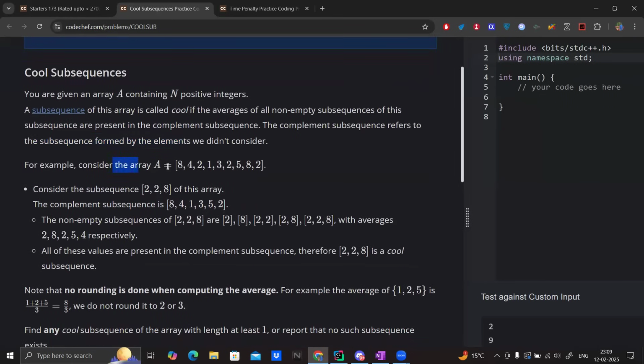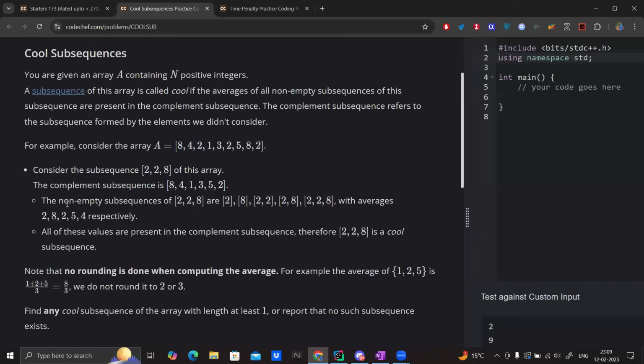For example, consider the array A. Consider subsequence 2, 2, 8 of this array. The complement subsequence is 8, 4, 1, 3, 5, 2. The non-empty subsequences of 2, 2, 8 are all these 7 subsequences. I mean, some are repeated, so maybe they haven't written them, but they are the subsequences with averages of 2, 8, 2, 5, and 4 respectively.